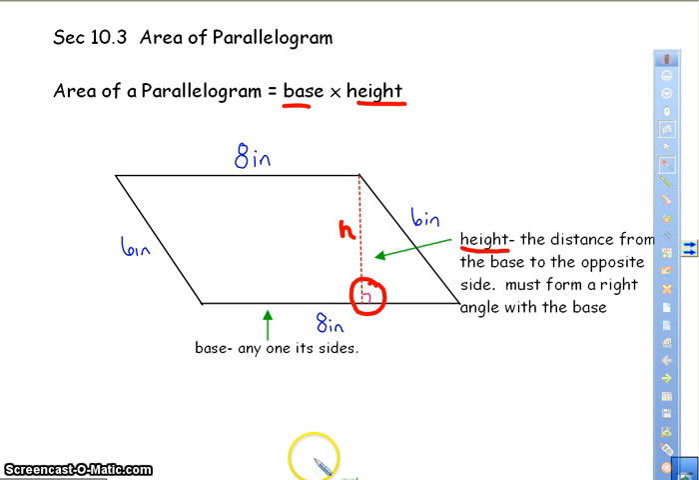With a rectangle, that's why we have length times width, because the length and the width form a 90-degree angle. So that's what makes it a little bit different. You're using the same formula, but we call it base and height for a parallelogram because the length and the width would not necessarily be what you're using within the formula.